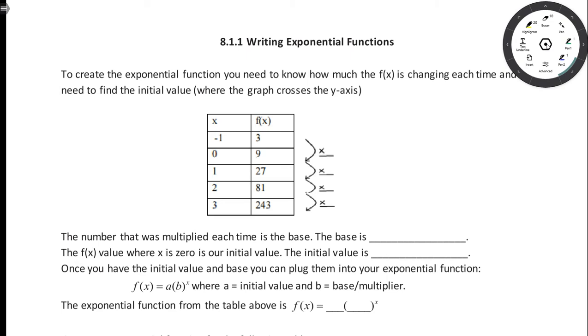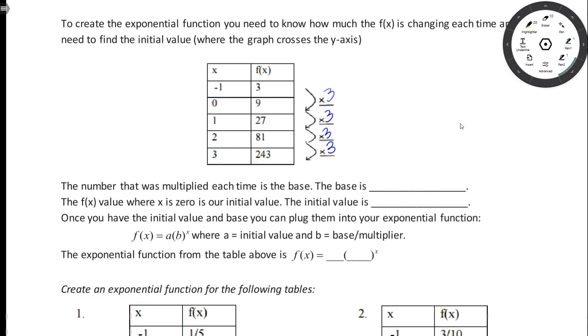And if you thought multiply by 3, you're correct. You multiply by 3 every single time, and that's one way of knowing that it's an exponential function. It's not always going to be obvious, but for this beginning example, it's something as simple as that. The number that was multiplied each time, which in this case was 3, is the base of the exponential function. So the base is 3 in this case. That is also known as your b value.